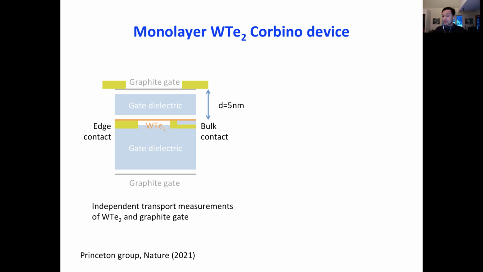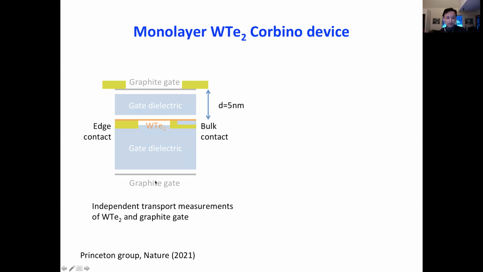Monolayer tungsten telluride is a TI. So as a result, in order to fabricate this device to measure the bulk conduction, we basically have to fabricate a Corbino disc device. And to do that, we make one of the contacts not touch the edge of the device. So we are really measuring the bulk conduction through the TI.